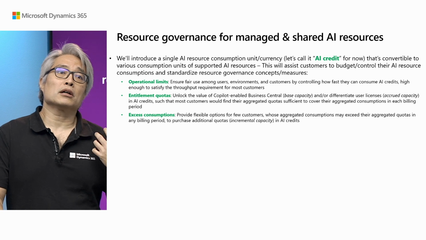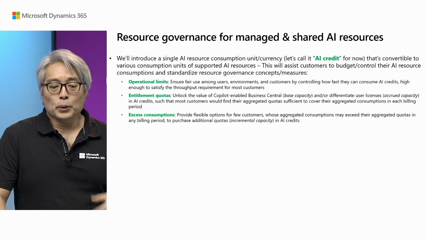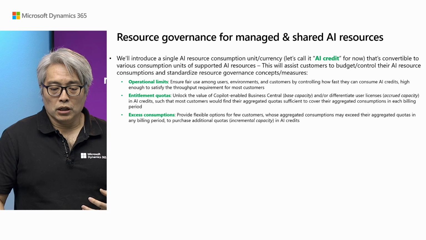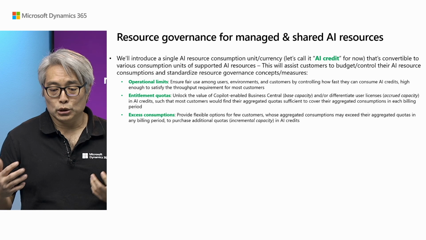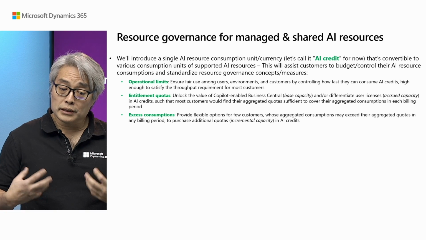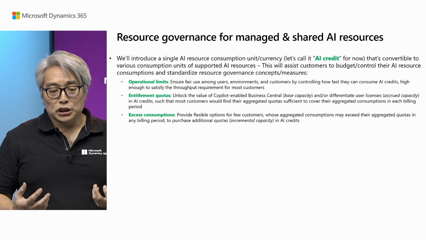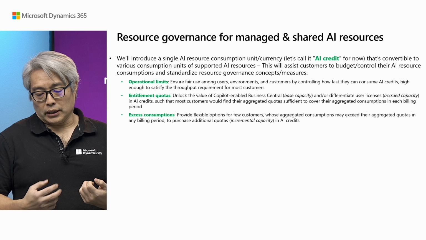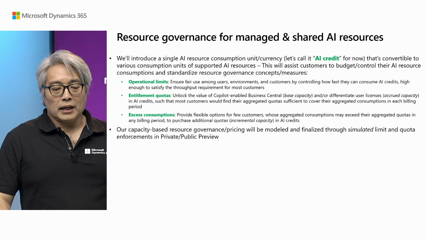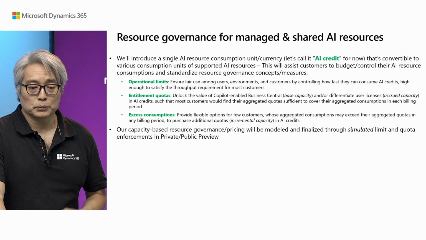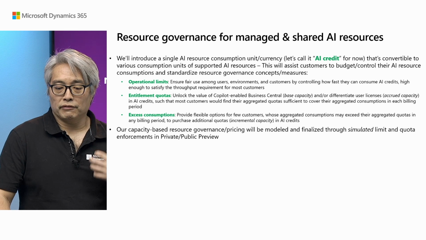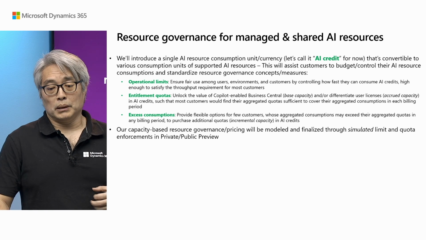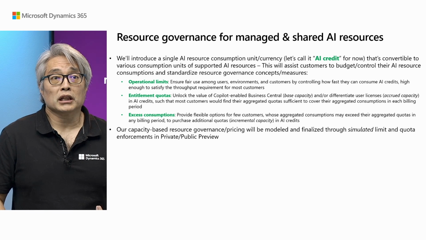And finally, there will be a concept of excess consumption. So we want to be able to provide a flexible option for only a few customers whose aggregated consumption might actually exceed their aggregated quota. So these customers can actually buy or purchase additional quotas or incremental capacity, also in AI credits. So this capacity-based resource governance and pricing will be modeled and finalized through simulated limit and quota enforcement in private or public preview. So you might ask, when is the private and public preview?